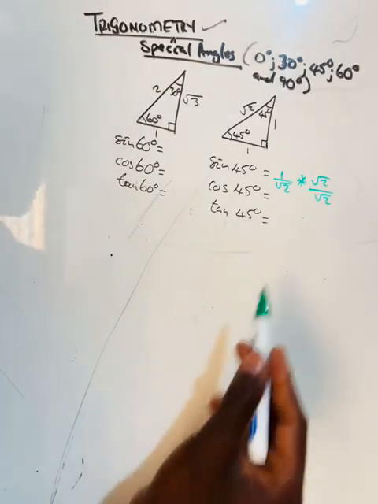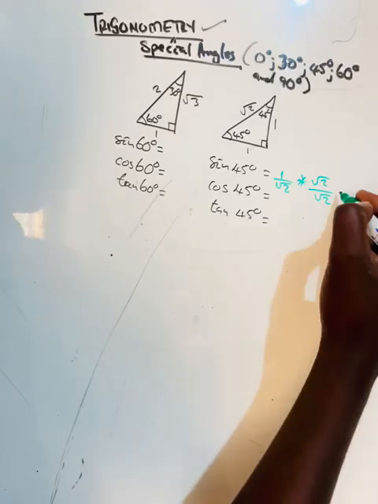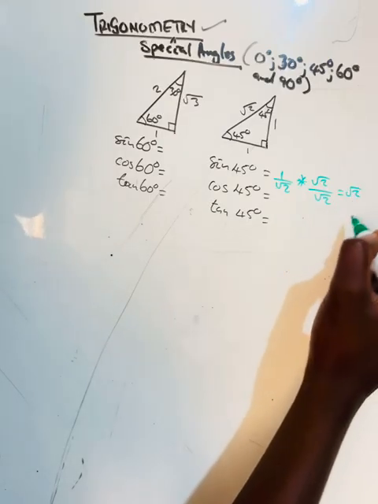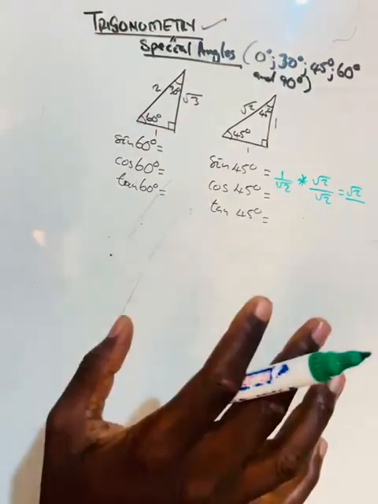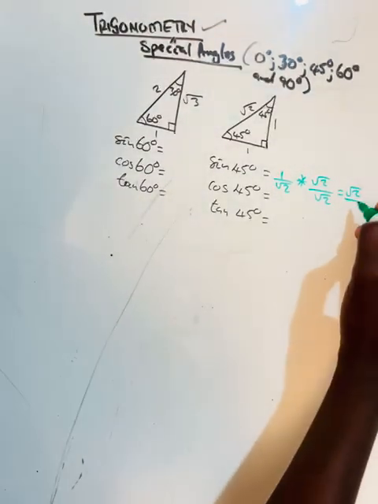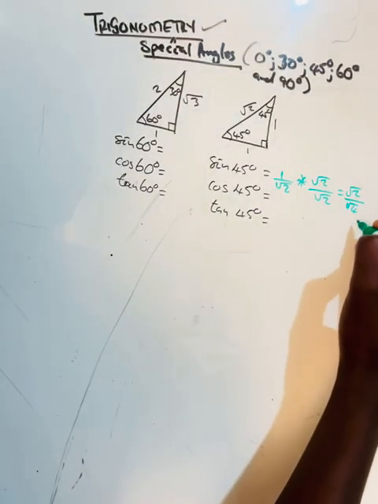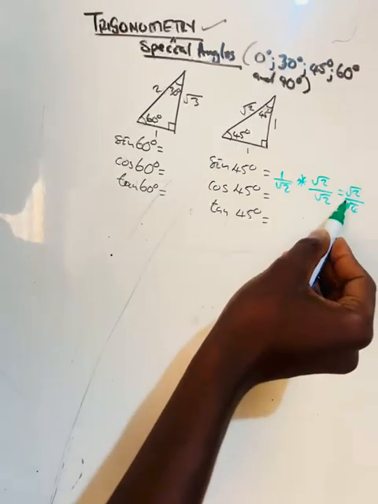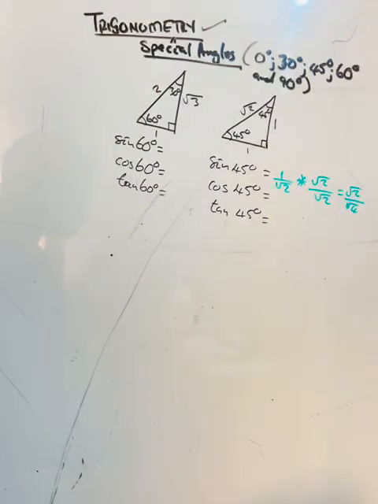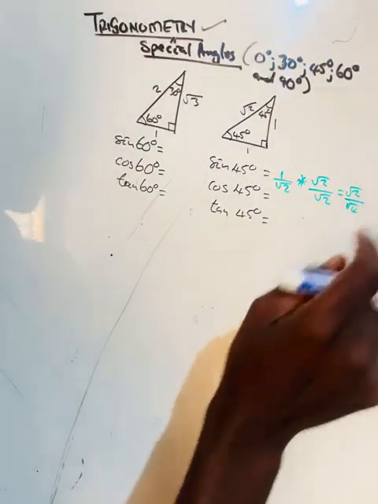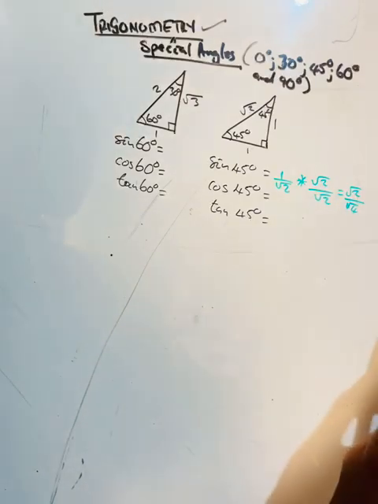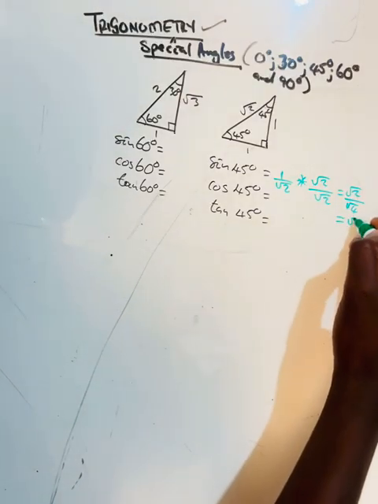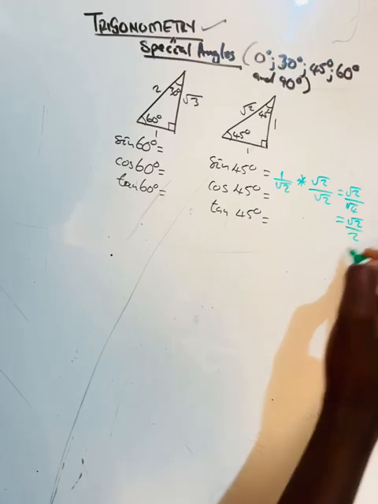Now, when I say 1 multiplied by square root of 2, it gives me square root of 2 over. When I say square root of 2 multiplied by square root of 2, it gives me square root of 4. And square root of 4 gives us what? Square root of 4 is equal to 2, I'm sorry. So which means here we've got square root of 2 over 2.